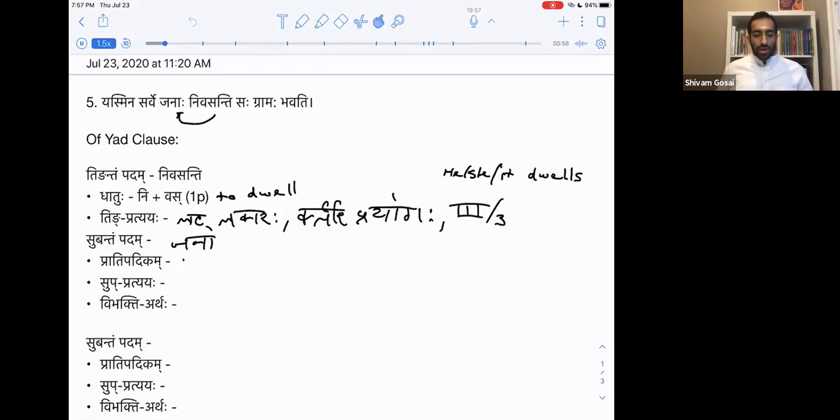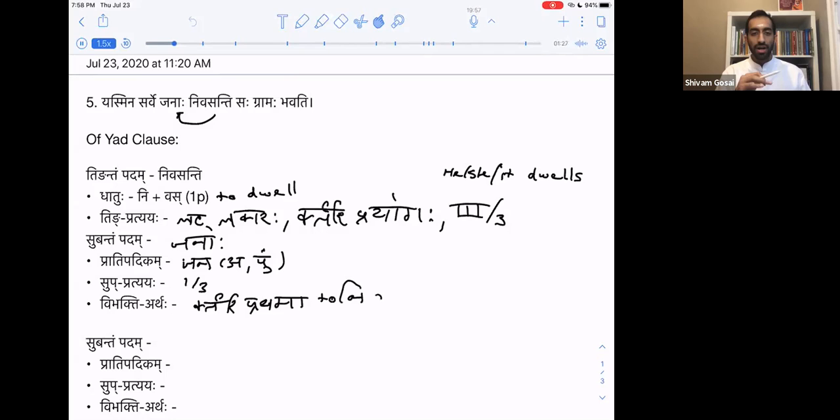So Janaha is our Pratipadika. The Pratipadika is Jana, Akaranta Pullinga, just like Rama Shabda. We know this is 1-3. And because we're in Kartari Prayoga, this is going to be Kartari Prathama to Nivasanti. Okay, so far, the translation, Janaha means people, right? People. So people dwell.